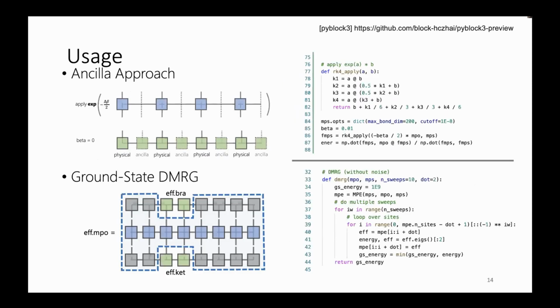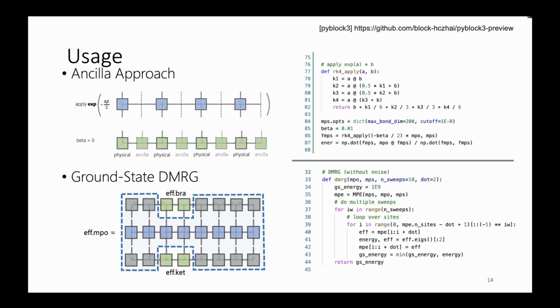Here, I would like to show two examples for the usage of PyBlock 3. The first example is the exponential of an MPO acting on an MPS with ancilla sites, which is one step in imaginary time evolution for finite temperature DMRG. Here, the RK4 approximation is used. The code for MPO acting on MPS basically uses the same grammar as that for NumPy array matrix vector multiplication.